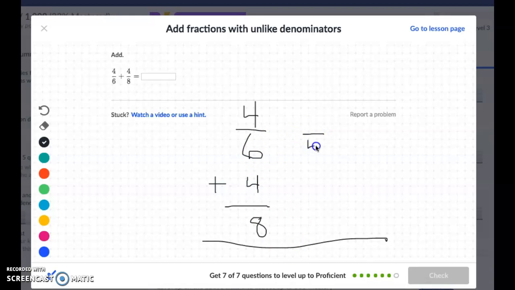6 times 8 is 48. And since I did 6 times 8 on the bottom, I have to do times 8 on the top. So 4 times 8 is 32. And then 8 times 6 is 48. And since I did times 6 here, I need to do times 6 to my numerator. So 4 times 6 is 24. Then I need to add 32 plus 24, which is going to be 56 over 48. My denominator stays the same.